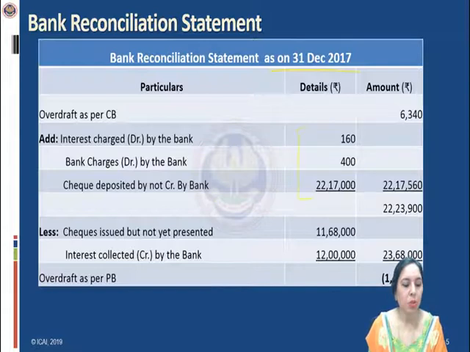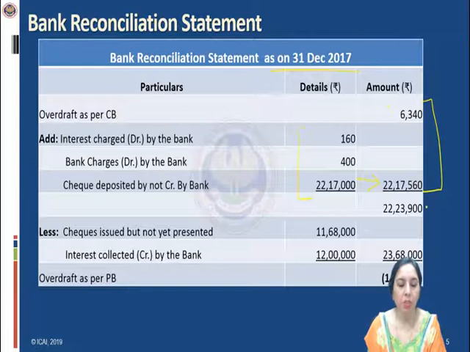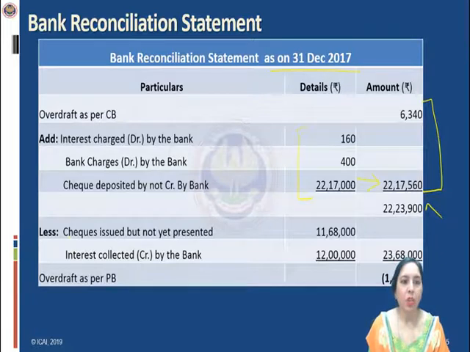So these three items total has been taken into the outer column, and the outer column amount has been added to the opening balance overdraft as per cash book, giving you the resultant figure of 22,23,900. Out of this, checks issued but not yet presented, following the rules of BRS, are to be subtracted, and interest collected or credited by the bank, where cash book balance is not increased but only passbook balance is increased. So it is to be subtracted, 12 lakhs.